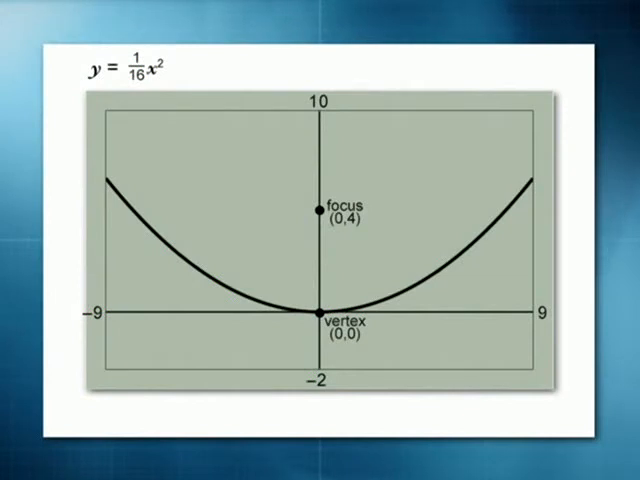Here's a picture of it. There's the vertex at (0, 0), and there's the focus at (0, 4), and every point on that parabola is equidistant from the focus and the directrix. Bonus question. What's the equation of the directrix in this example? Well, if the focus is 4 units above, the directrix is 4 units below, so it must be y equals minus 4. Right.